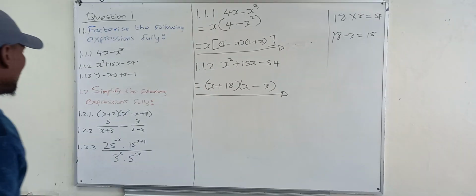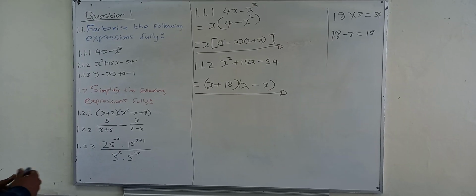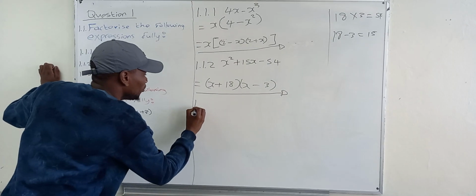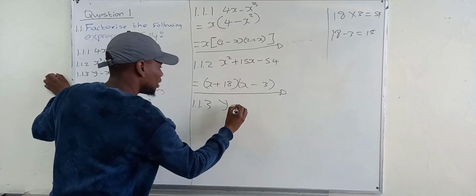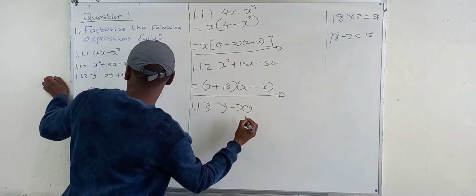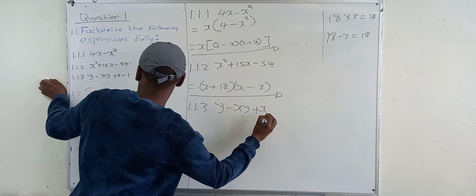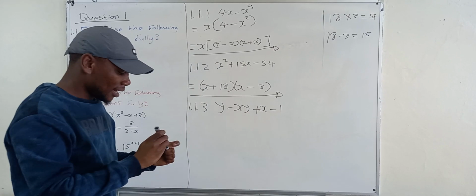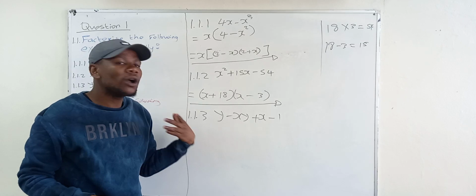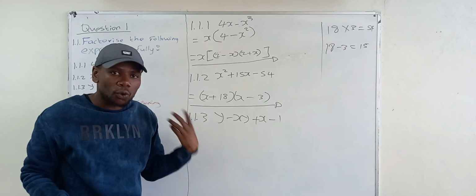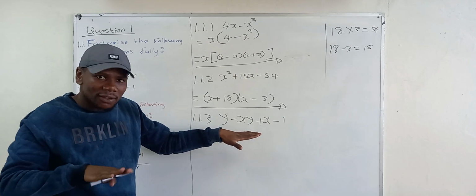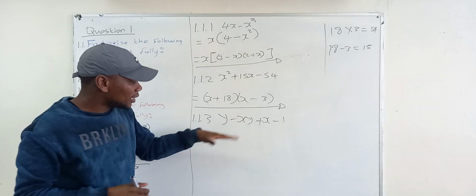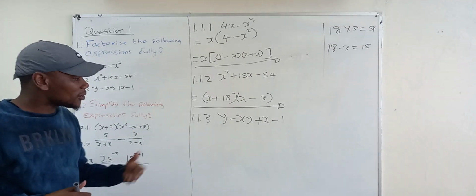So, and then what do we have now? Oh, 1.1.3 says y minus xy plus x minus y. This kind of question, guys, they call it factorization by grouping. You've done this, guys, by the start of the term. You did this kind of question, guys. How do you approach this one?